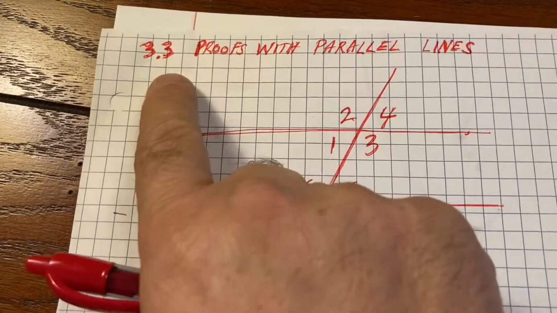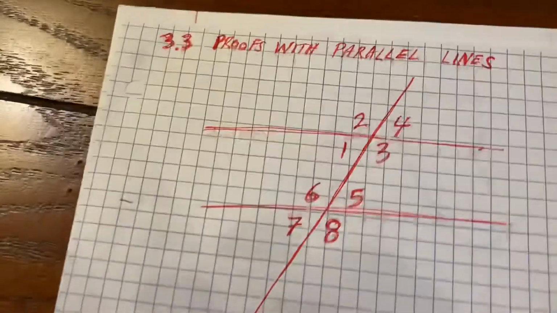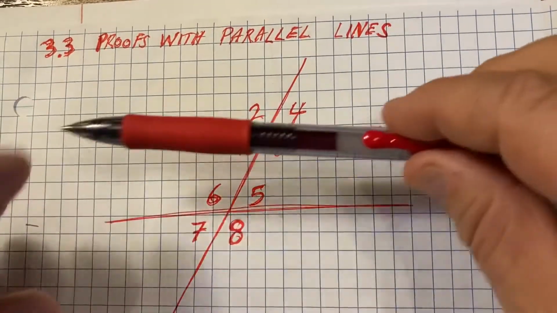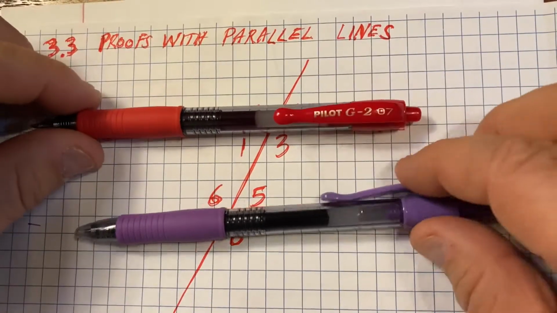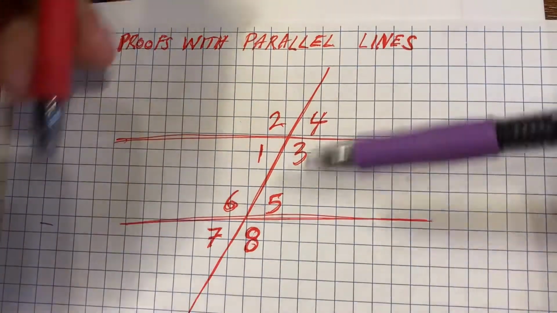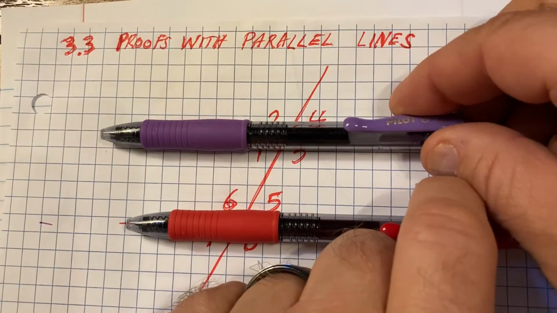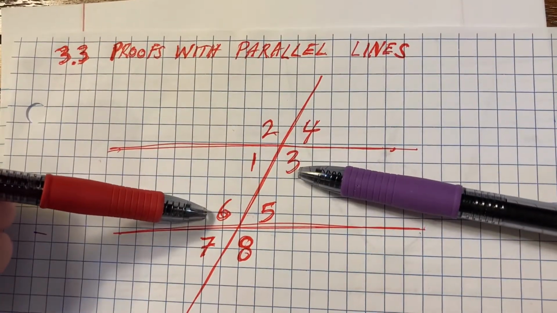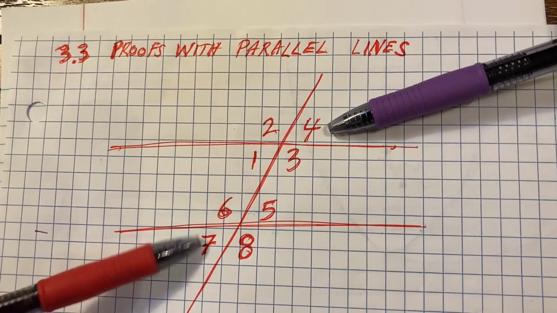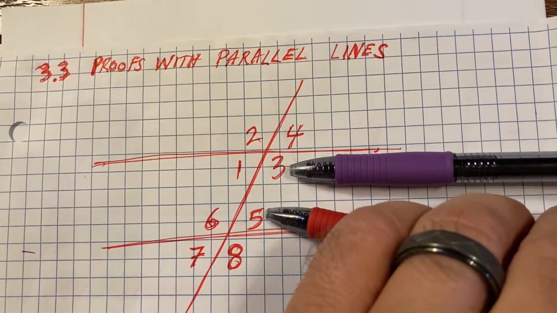Alrighty then. 3.3, proofs with parallel lines. So the last time we met, this is the stuff we talked about. Last time we said, if these two lines are parallel, then the corresponding angles are congruent. Again, if the lines are parallel, then the alternate interior angles will be congruent. If the lines are parallel, then the alternate exterior angles would be congruent. If these two lines are parallel, then the consecutive interior angles are supplementary.